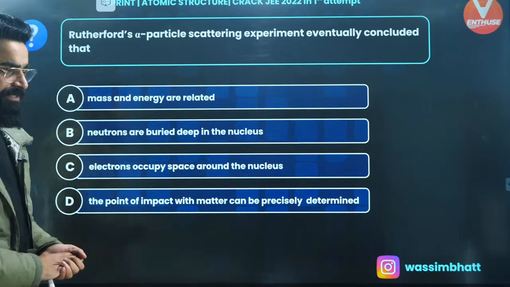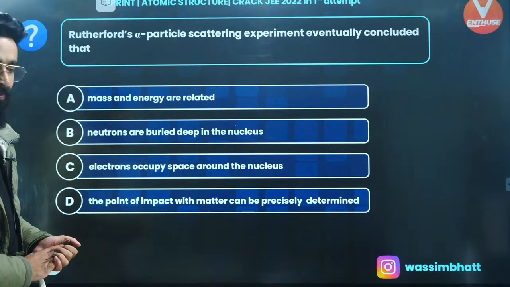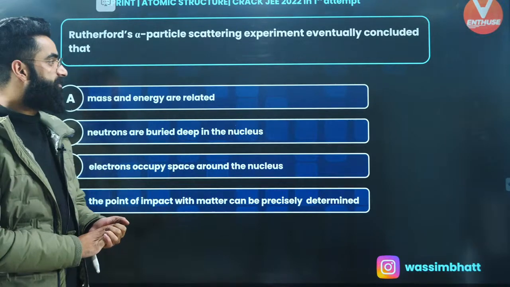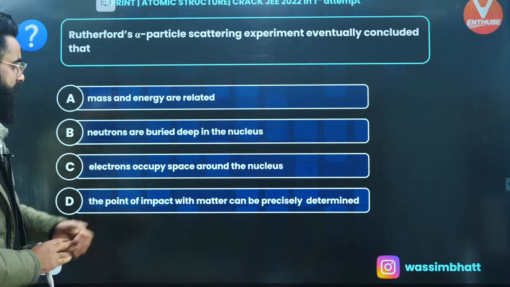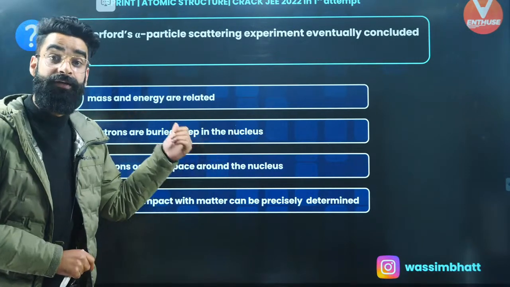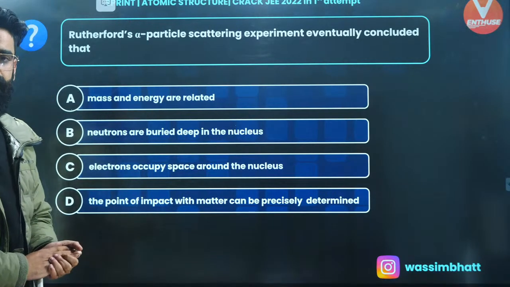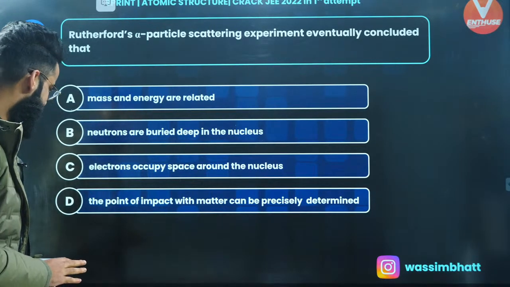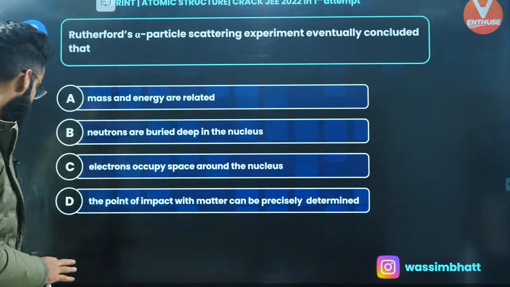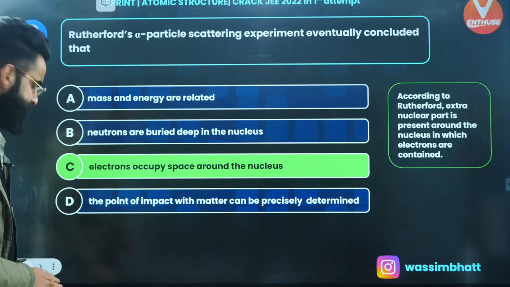What do you think about option C, my dear people? Well, Rutherford's alpha particle scattering experiment actually gave the idea about the electrons occupying the space around the nucleus, right? Option C is absolutely the correct answer of this particular question. A very simple and basic question. The point of impact with the matter can be precisely determined? No, nothing to do with this. So option C is the correct answer of this particular question.